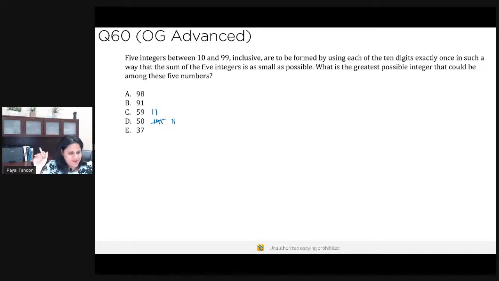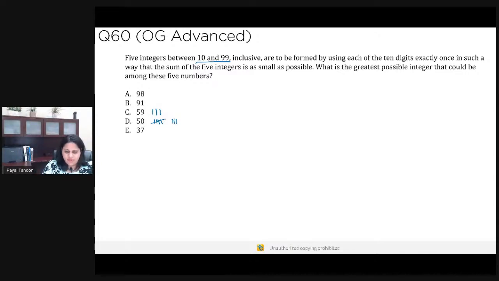Let's do this. So again, what do we have here? What we have here is 5 integers between 10 and 99, which means that the numbers are between 10 and 99, right? So let me get some more responses here. Amit is also selecting. Learn is selecting D. Okay, good. All right. So what does this tell me?